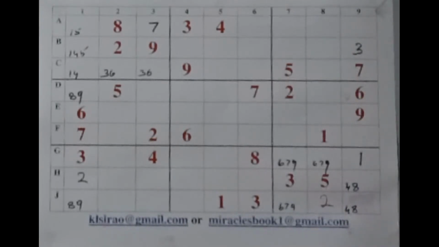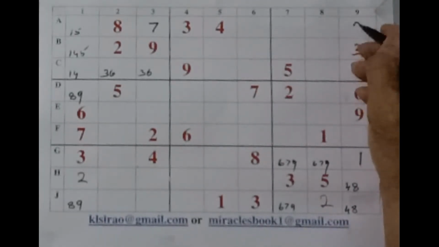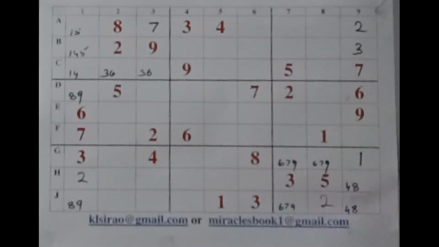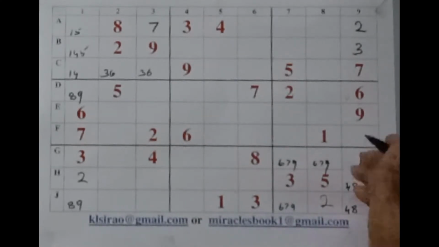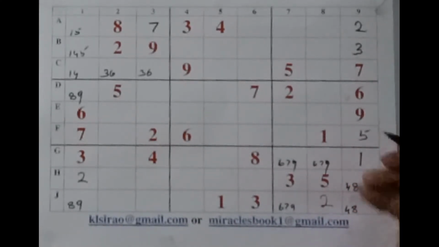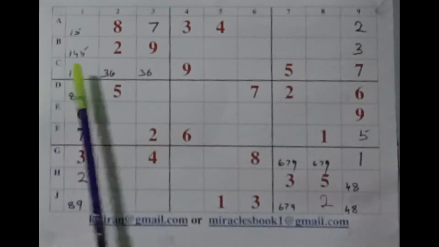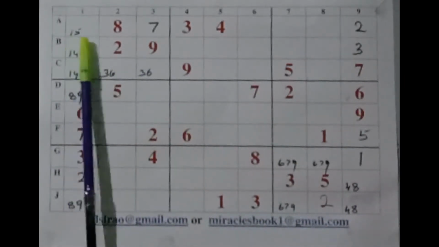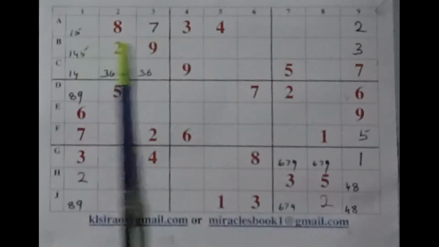Okay. Now further, there is a 2 here. That means this 2 will take this position. 2. And here, 5, clearly, 5, okay. And now what shall we do? Let us start our usual procedure. Let's have a look here.